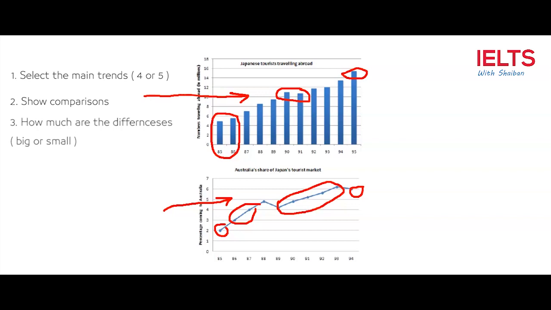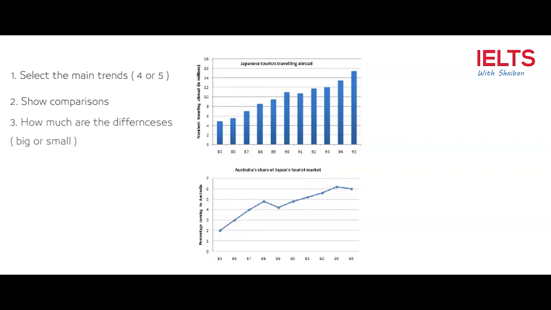a summary. So you have to summarize the information by, number 1, selecting the main features. Number 2, making comparisons where relevant. And number 3, you have to show the change. Is it a big change, a small change, a big difference, a significant difference, and so on.